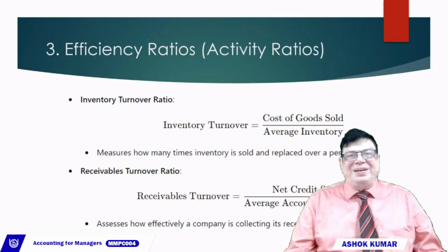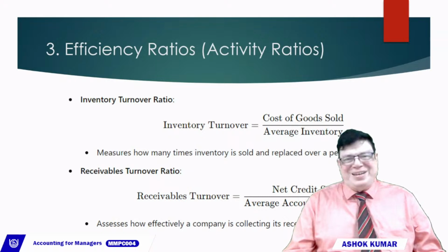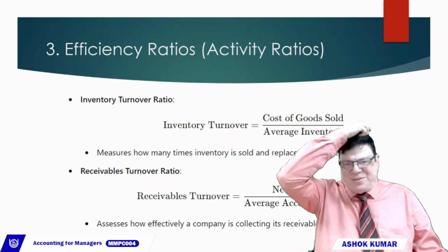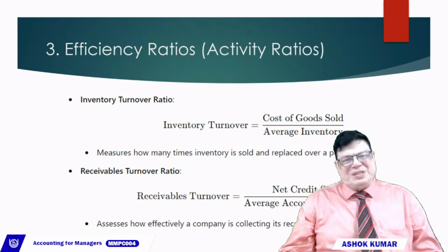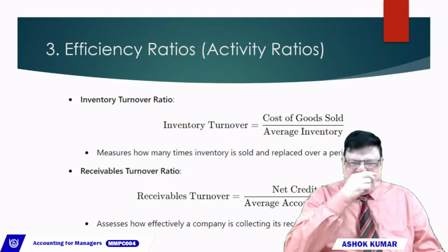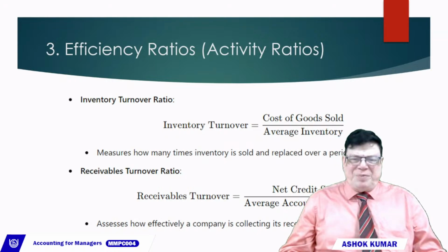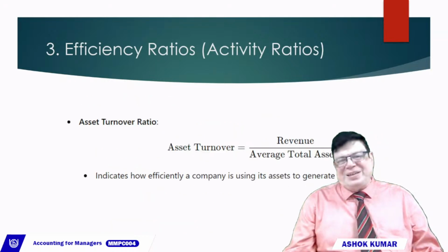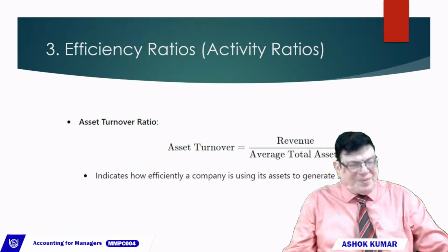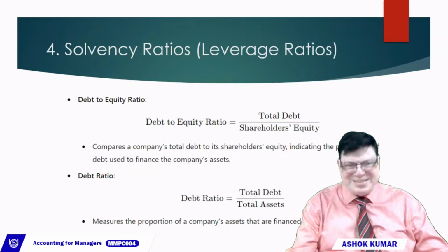Then inventory turnover ratio. Inventory turnover is equal to cost of goods sold divided by average inventory. It measures how many times inventory is sold and replaced over a period. Receivables turnover ratio. Receivable turnover is net credit sales divided by average accounts receivable. It assesses how effectively a company is collecting its receivables. Asset turnover ratio. Asset turnover is equal to revenue divided by average total assets. It indicates how efficiently a company is using its assets to generate sales.